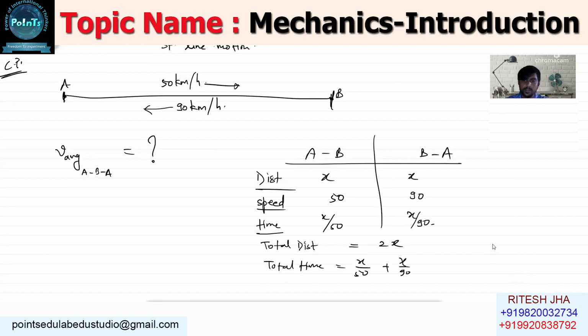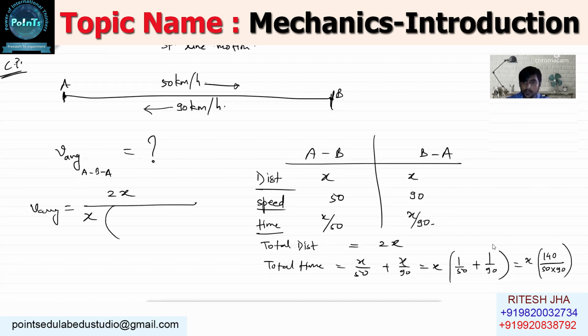You can take x common: 1 over 50 plus 1 over 90. You can write that as x common, and over here 90 plus 50, that is 140 over 50 into 90. So what is the average speed? Average speed is total distance over total time. Total distance is 2x, divided by total time taken, which is x into 140 divided by 50 into 90. This x cancelled. What you get ultimately is 2 into 50 into 90 divided by 140.